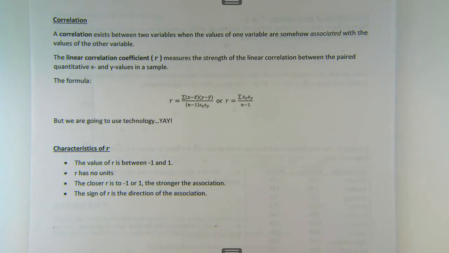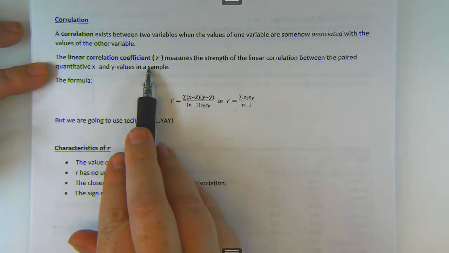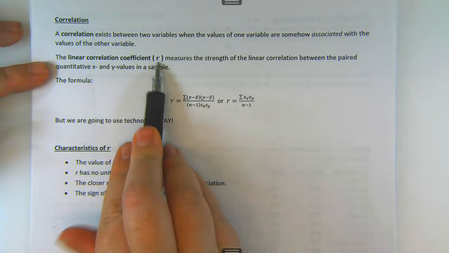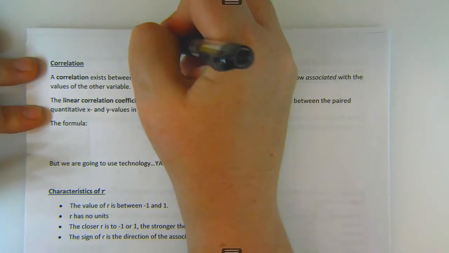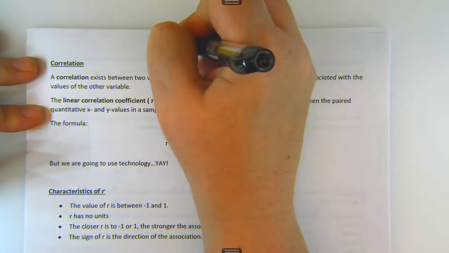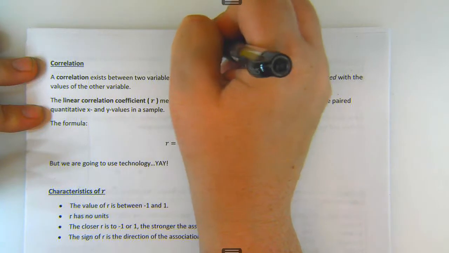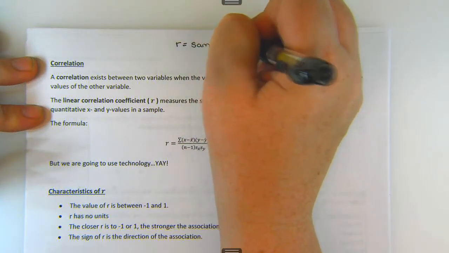So when we see scatter plots, we can describe that idea of the direction and the strength of the data. However, what we want to be able to do is also describe those features using just a number. And that is our linear correlation coefficient, which we denote by the letter R. And for notation, R is our sample correlation coefficient.